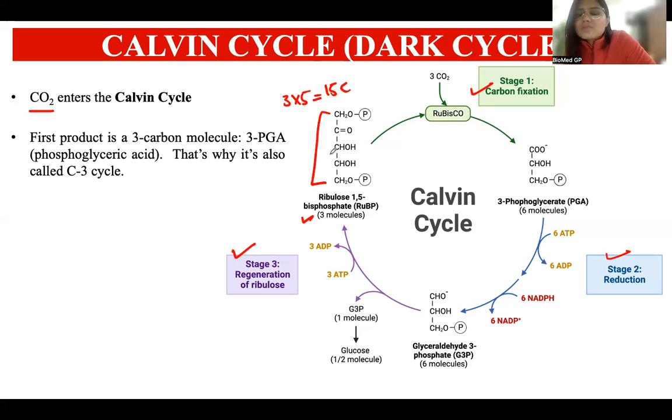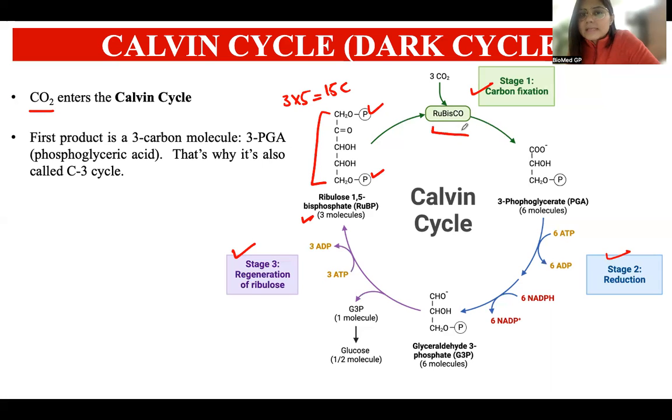This ribulose 1,5-bisphosphate is a molecule having 2 phosphate groups. One is attached to carbon number 1 and the second one is attached to carbon number 5. There is something that we are going to do with these phosphate groups, so keep on understanding as I explain the process. We are starting with 3 molecules of RuBP, and each RuBP has 5 carbons. So a total of 15 carbons for now.